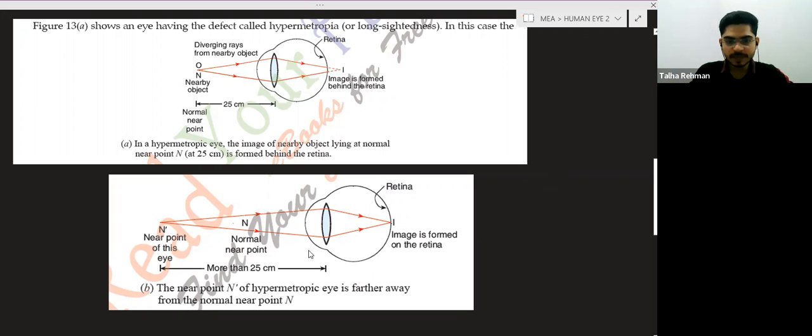So here, if the object is at the near point of the hypermetropic eye, then the object will be visible. Why? Because the image is forming at the retina. Why are we able to see the image when it is formed at the retina? Because the retina has light sensitive cells, rods and cones. I have told you.